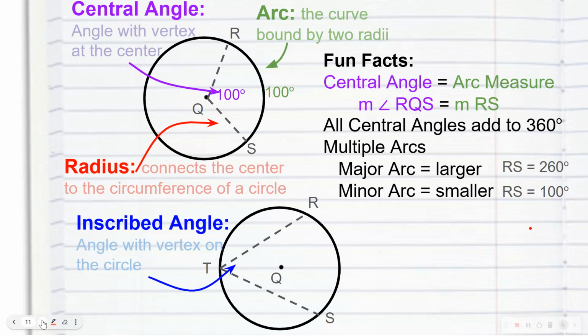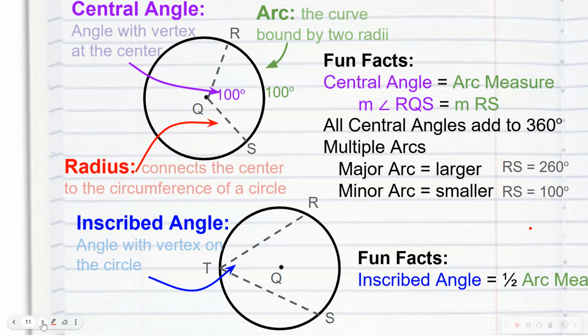And our fun fact is that this angle that's touching the circle, it's called the inscribed angle. Our fun fact is that the inscribed angle is always going to be half of the arc measure, or half of the central angle if I had drawn the central angle here. So if my arc measure was 100, my inscribed angle has to be 50.